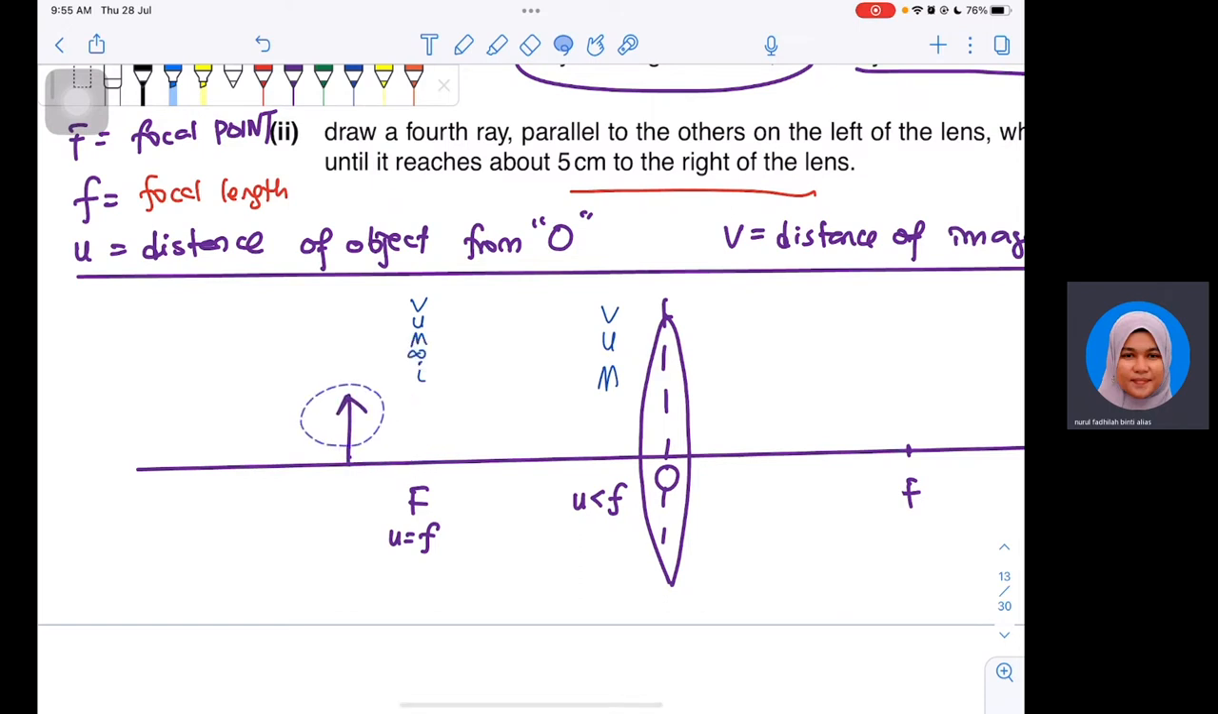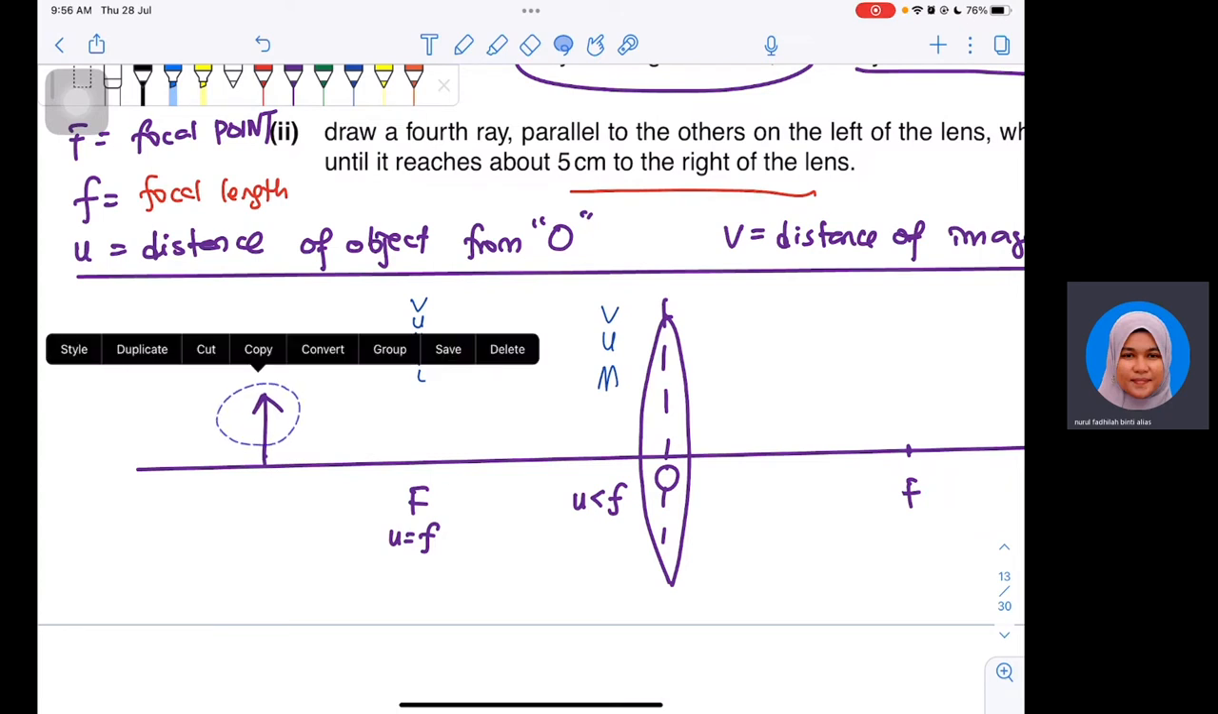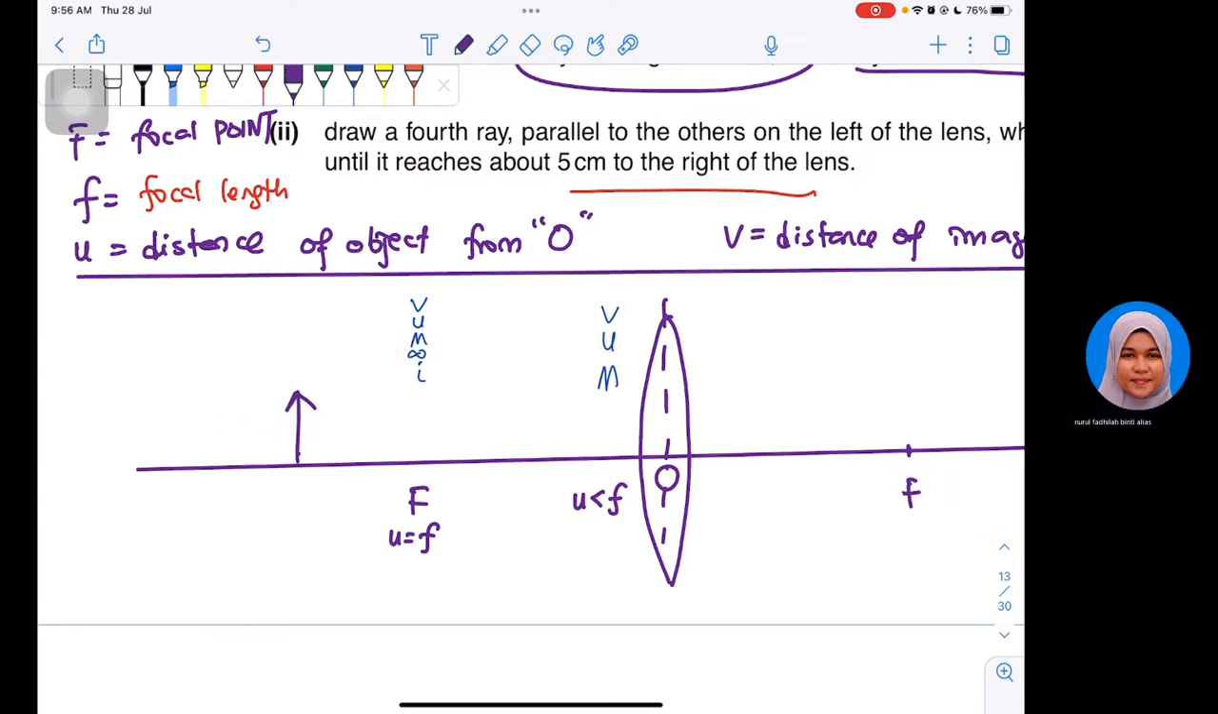So now where is the position? Now U is greater than the focal length, but less than 2F. What is the meaning of 2F? F is here, and 2F is somewhere here, like that. 2F means the distance is double the F.